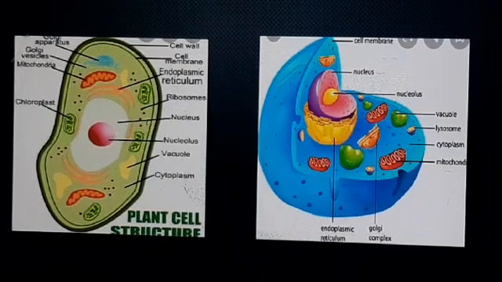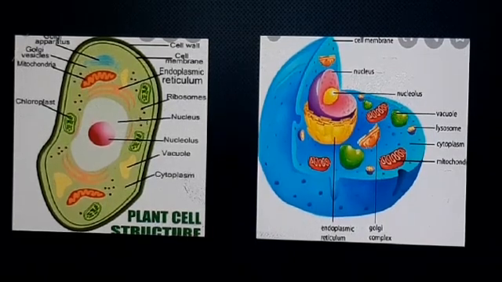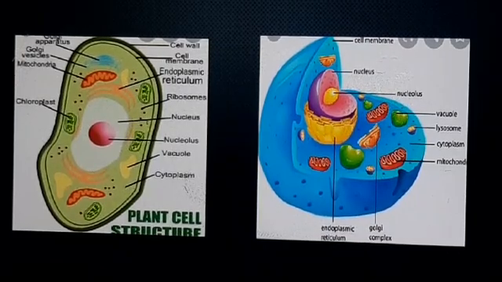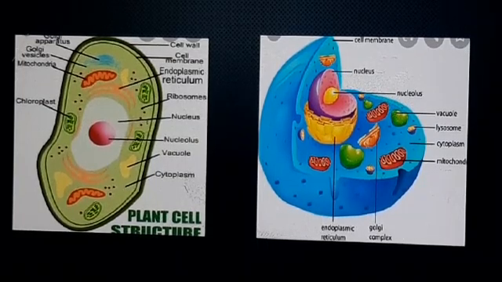So in the figure, two types of cells are shown to you. First figure is of plant cell. You can observe here in the diagram that the outermost layer is somewhat dark shaded, okay, and that is the cell wall, and inner to the dark line there is one thin line. That line is cell membrane, okay.